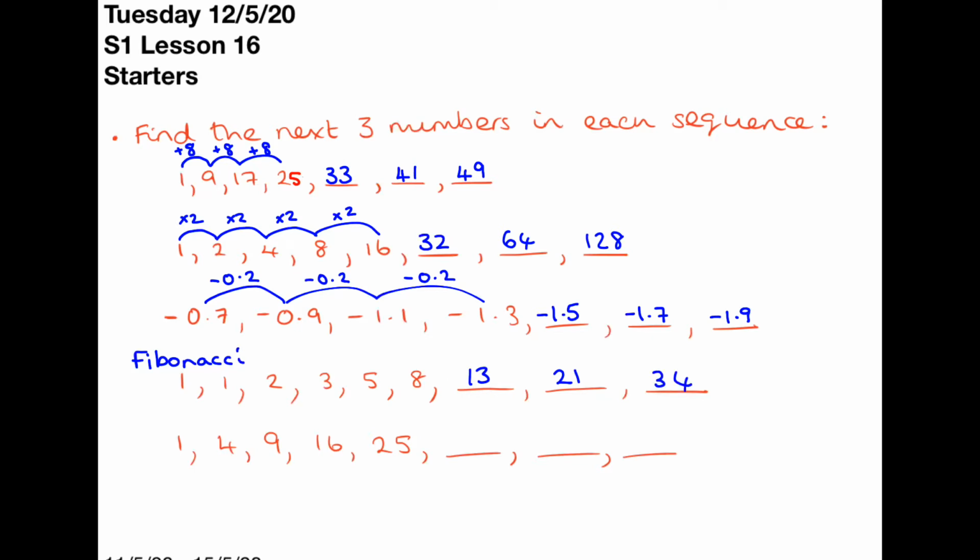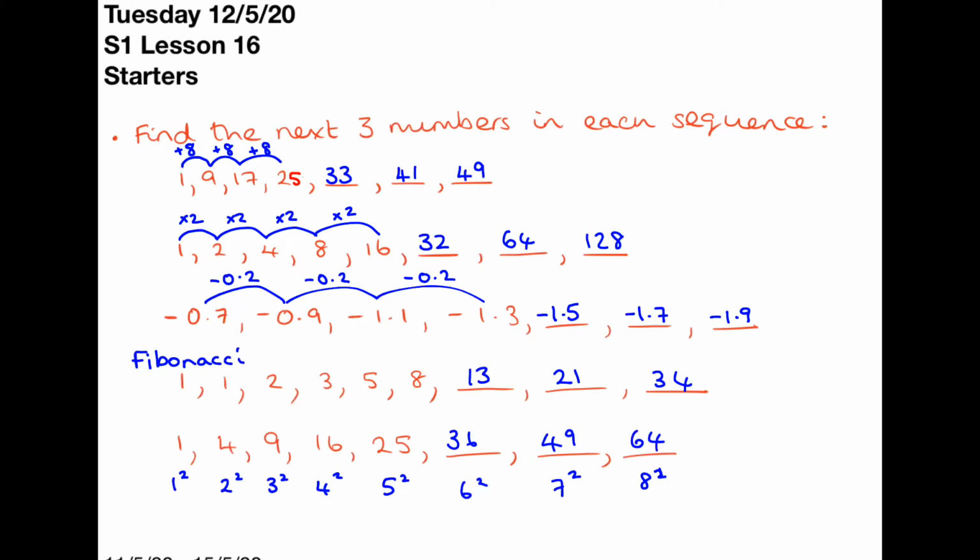Okay, and our last sequence. I'm hoping that you'll recognise these as special numbers. They are going up, but they're not going up by the same amount each time. And what I would love you to recognise is that these are square numbers. So we've got 1 squared, 2 squared, 3 squared, 4 squared, and 5 squared. So this will be 6 squared, that will be 7 squared, and that will be 8 squared. So 6 squared means 6 times 6, that's 36. 7 times 7 is 49, and 8 times 8 is 64.